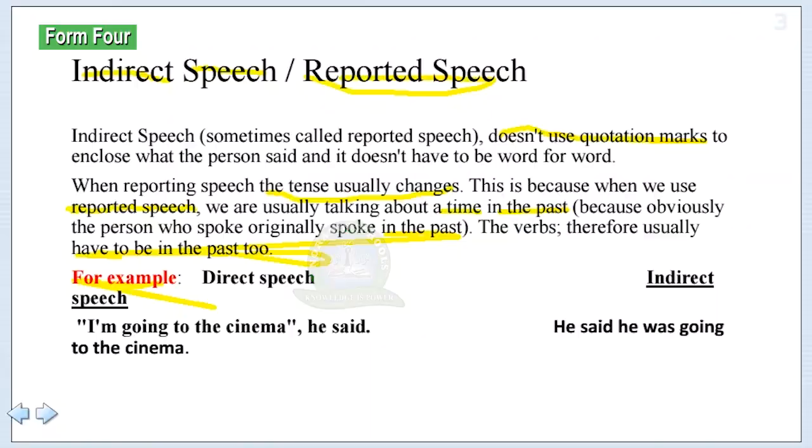"I'm going to the cinema," he said. Look at this example. This is direct speech. He said he was going to the cinema. This one is indirect speech. So how many changes have been made here? The tense is present continuous, so we change it to past continuous. And what about the pronoun? The personal pronoun I, we change to he.